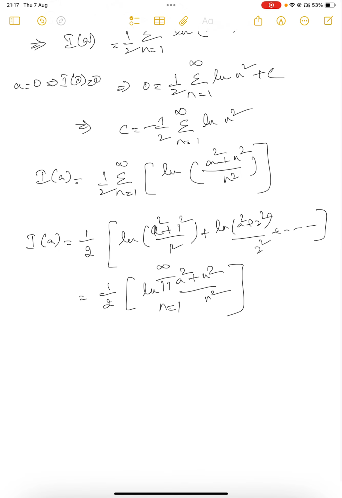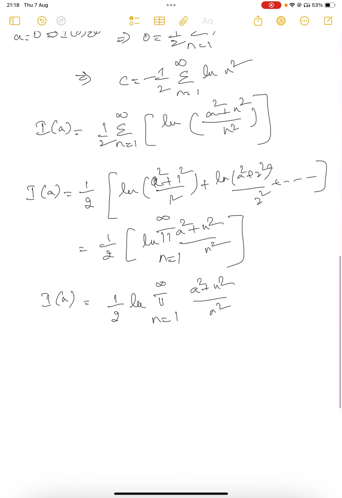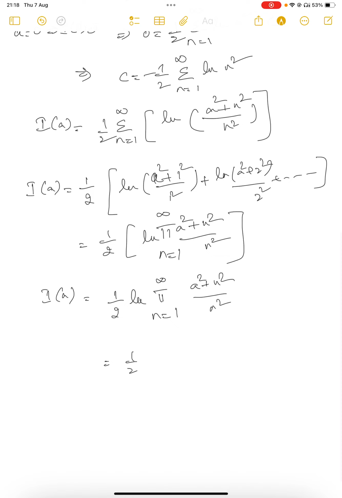Now the interesting case happens. Let's see. I of a equal to half into ln of the product, n equal to 1 to infinity, of (a square plus n square) by n square. This can be written as half into ln of the product n equal to 1 to infinity. How can you write it down?